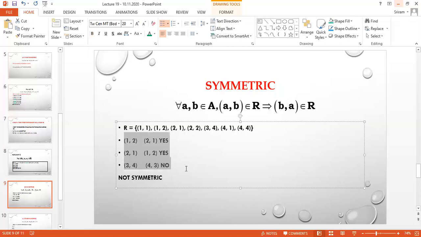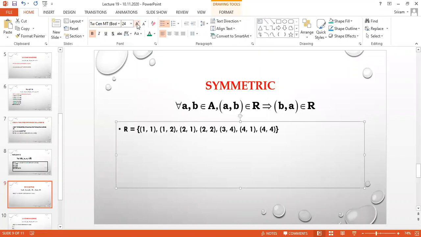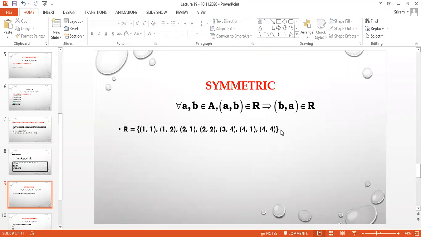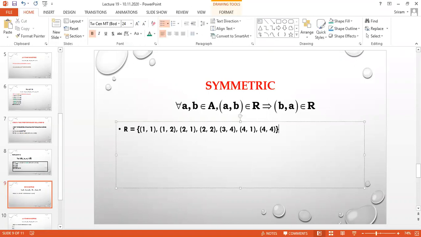I am going to check for symmetric. The meaning of symmetric: when I take one pair, I have to check the opposite pair. You forget about 1, 1, 2, 2, 3, 3, 4, 4. You forget about the reflexive pairs.